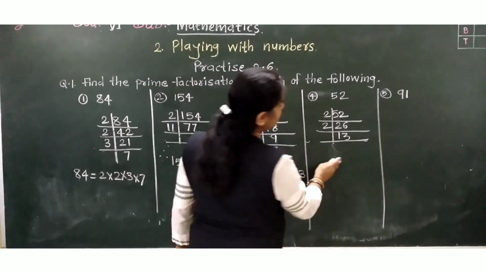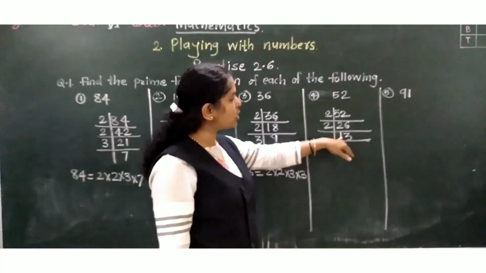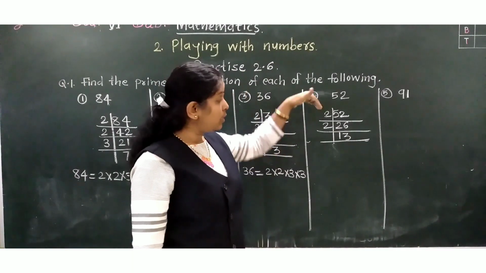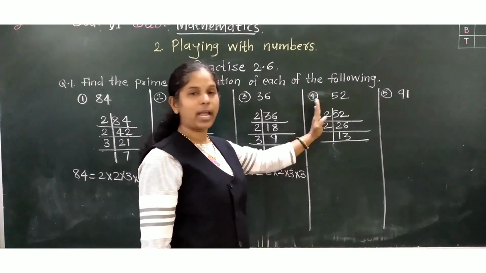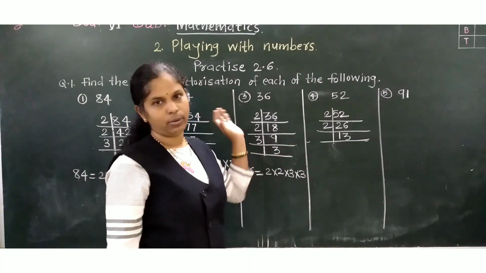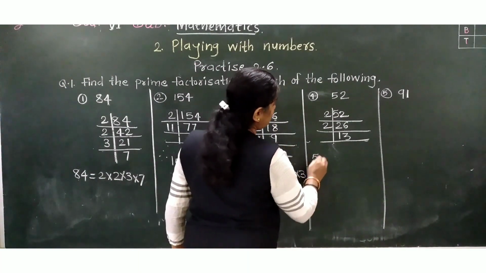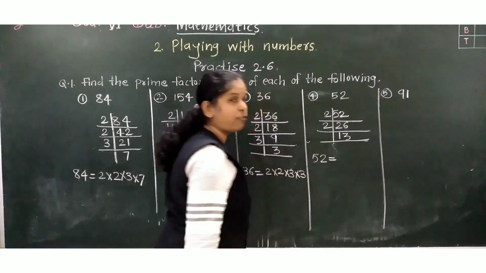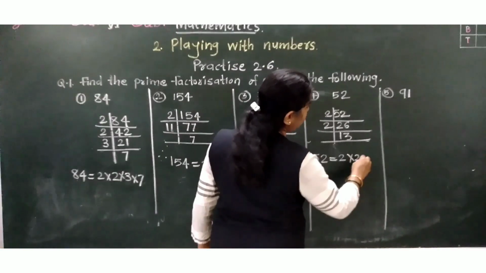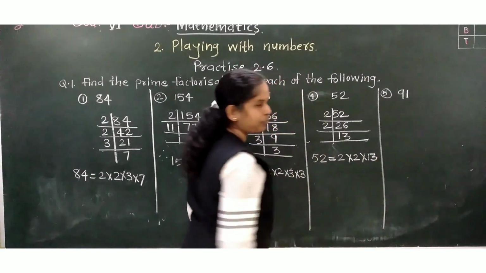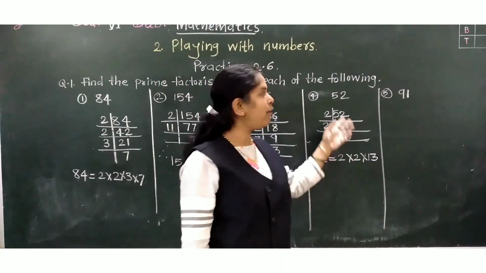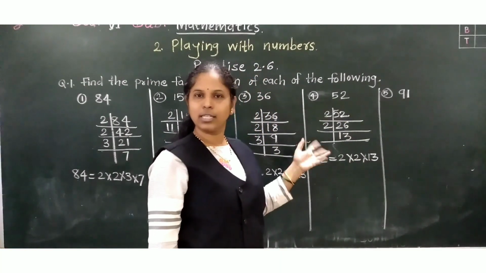Now see, is it necessary to divide further? Because 13 is a prime number, so we have to stop there. See, on this side all prime numbers should come, not a single composite number should be there. Okay, so therefore the prime factorization of 52 is 2 into 2 into 13. And we have to check also: see, 2 into 4, and 13 fours are 52. That is, our answer is correct.